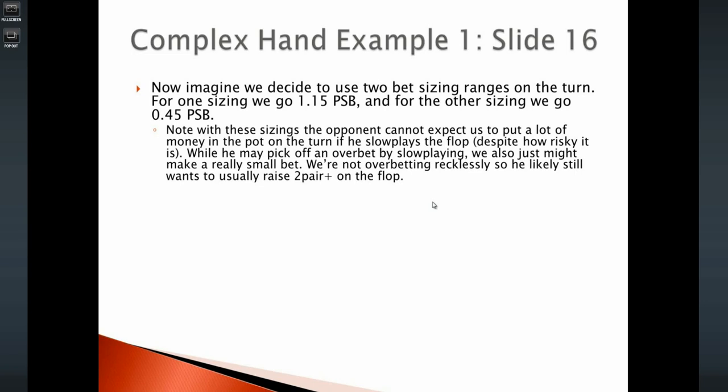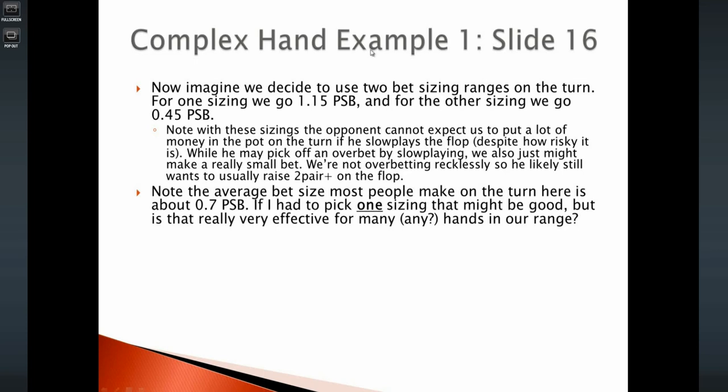We're not overbetting recklessly, so he likely still wants to usually raise 2-pair plus on the flop. And remember, we're not even always going to get a card that we can overbet on the turn. Usually we're going to get a turn card where overbetting isn't that good. Note the average bet size most people make on the turn here is about 0.7 pot size bets. So obviously this will be a little different based on the games and the stake you're playing, but that's the usual sizing that people tend to go to. If I had to pick one sizing, that might be good, but is that really very effective for many or any hands in our range?